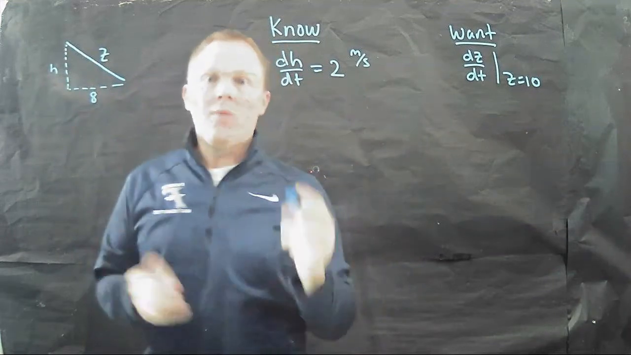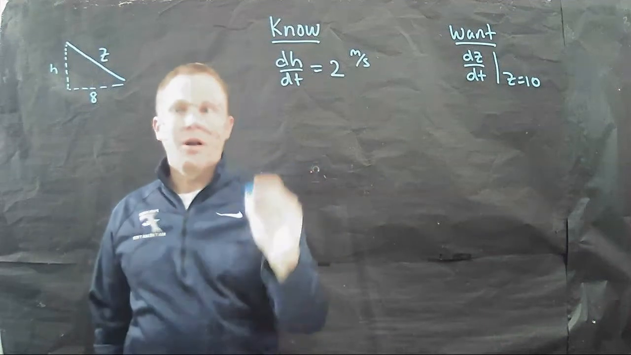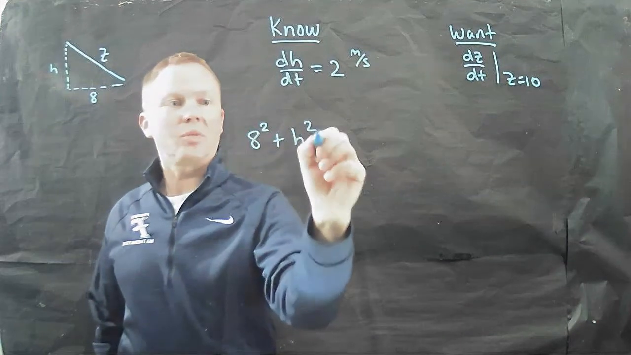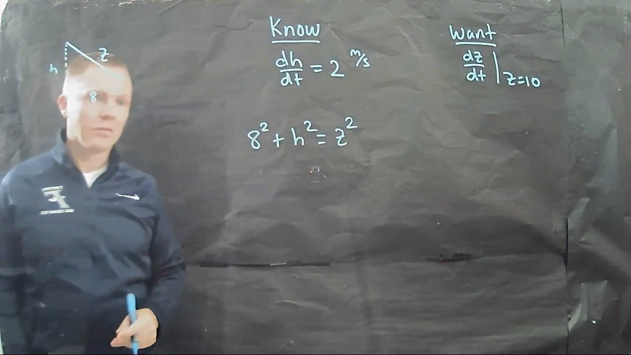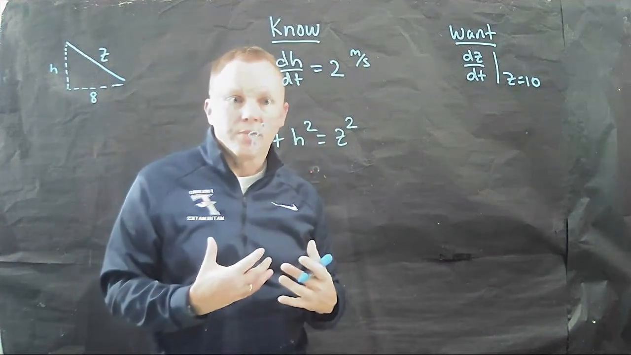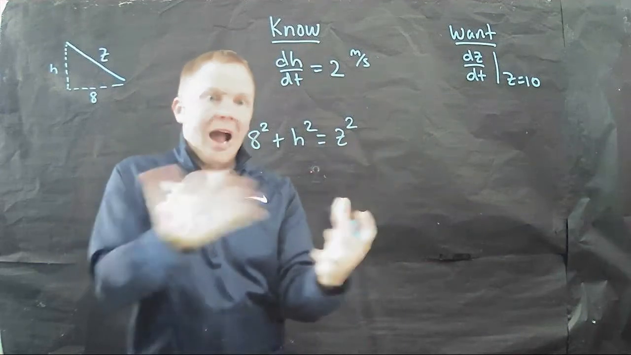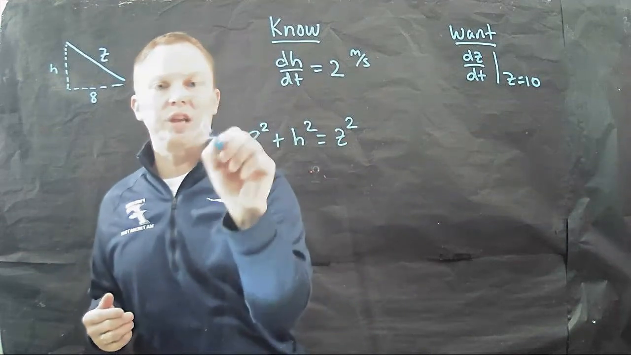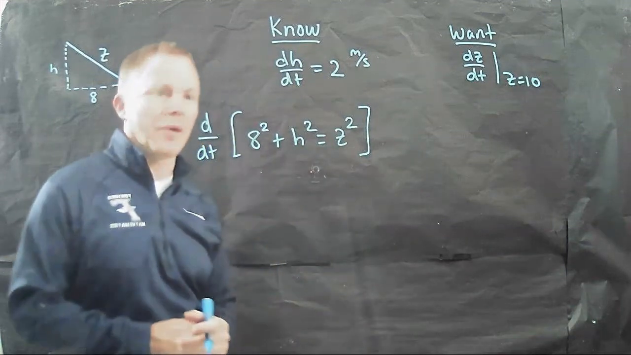Well, hopefully you're saying the Pythagorean theorem. So let's say that 8 squared plus h squared equals z squared. Does everybody agree with that? Okay. Now, the next step is going to be to differentiate this equation with respect to t, okay? And I don't have to solve this equation for any particular variable. I can just differentiate this using implicit differentiation, or the chain rule, however you want to think about it, okay?